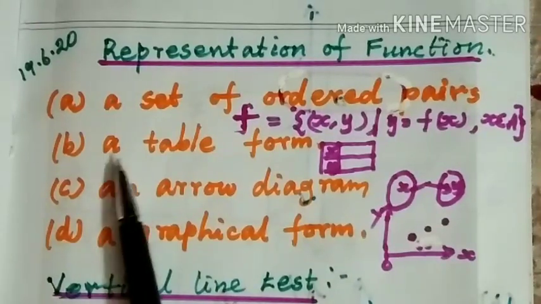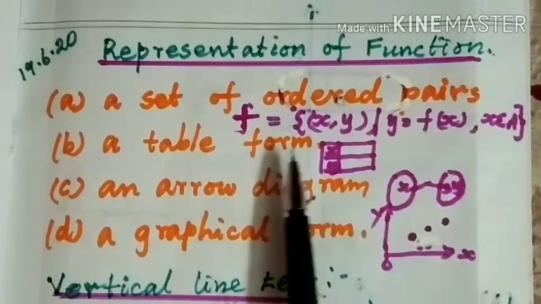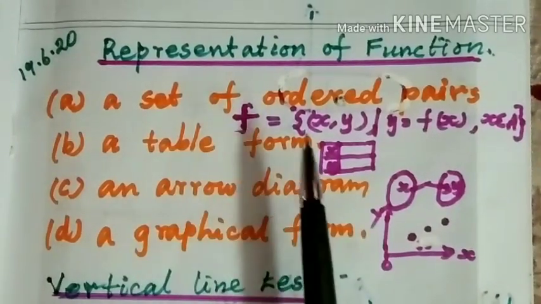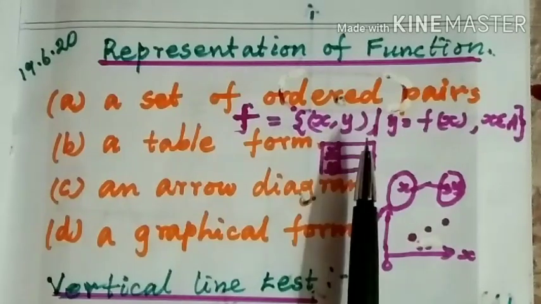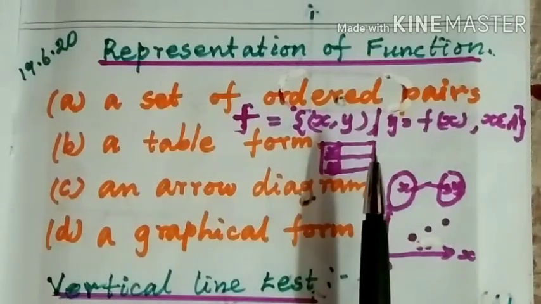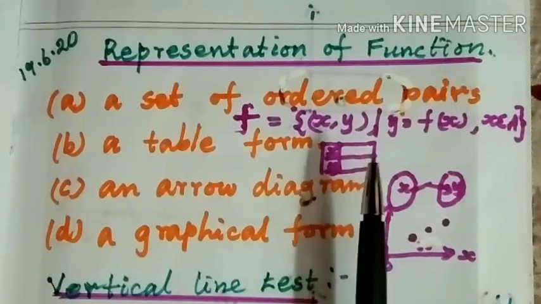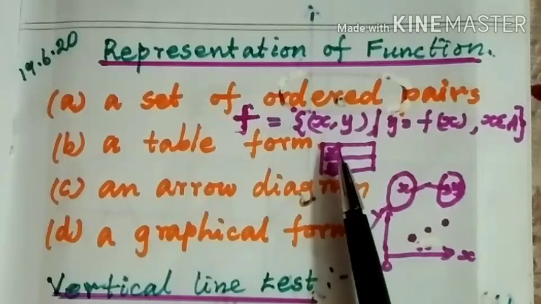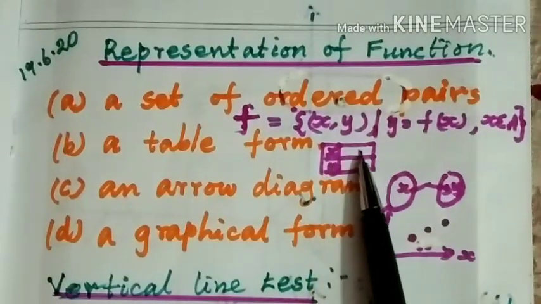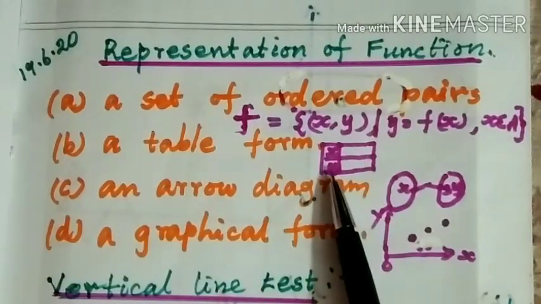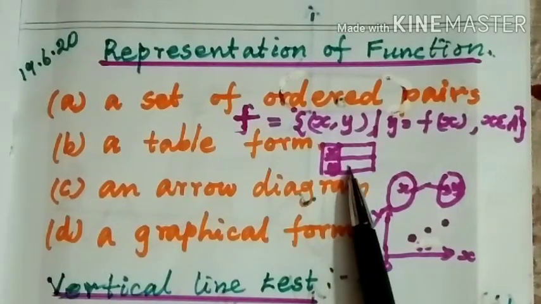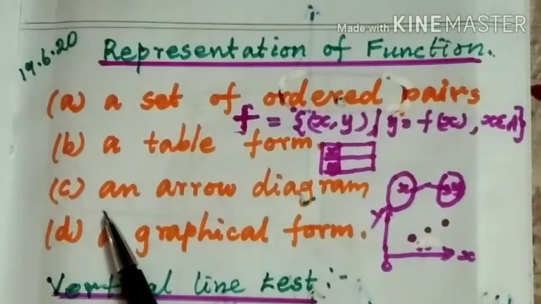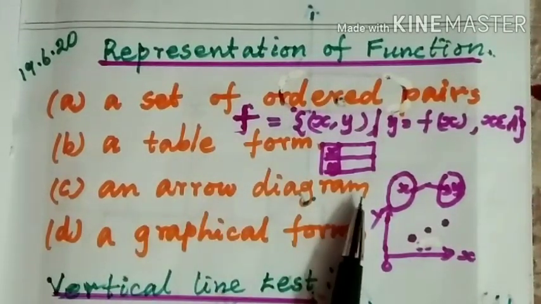Next one, a table form. It is nothing but the values of x and their respective images under f can be given in table form. Here you should write the values of x and here you should write their respective images. Then the third one, an arrow diagram.